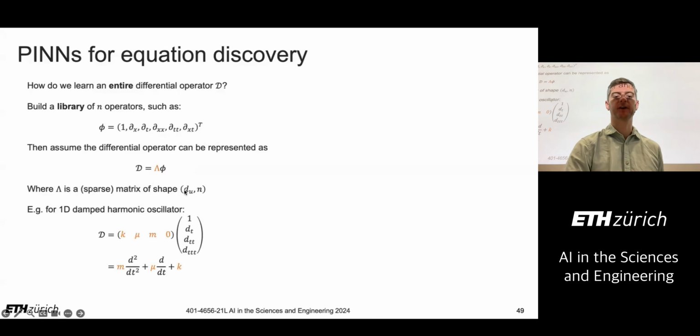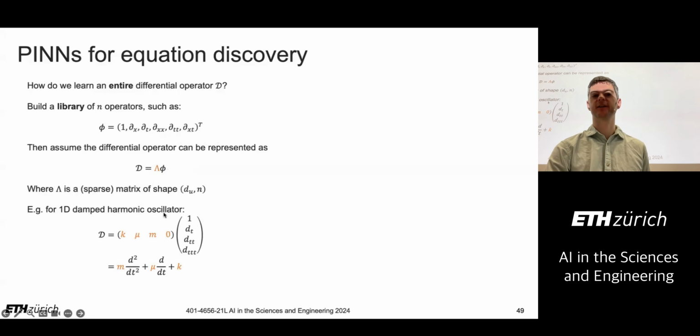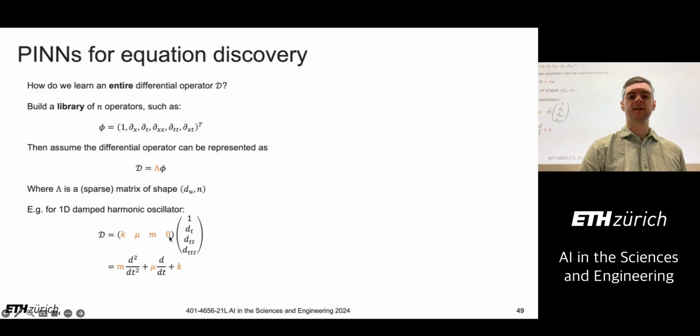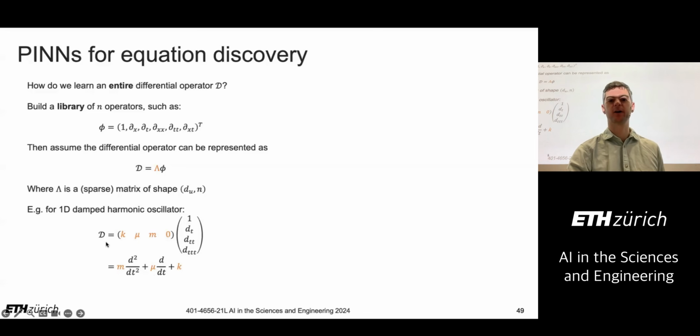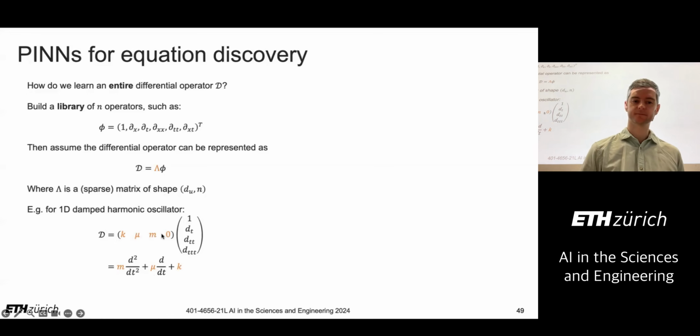So for example, if we were going to represent the damped harmonic oscillator in this way, we would have this library of operators and this coefficient matrix, which in this case is just a row vector. So where we don't need an operator, we'll just set a coefficient in that matrix to be 0. So we only need the first 3 coefficients in this library. And then the goal of learning the equation turns into a problem of learning these coefficients of this lambda matrix.